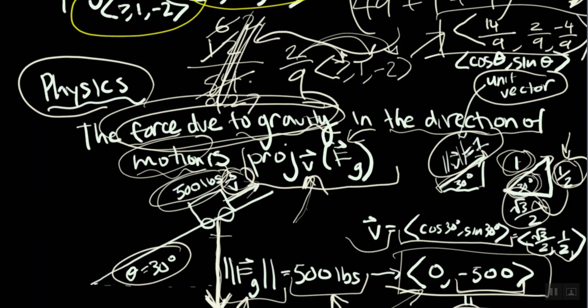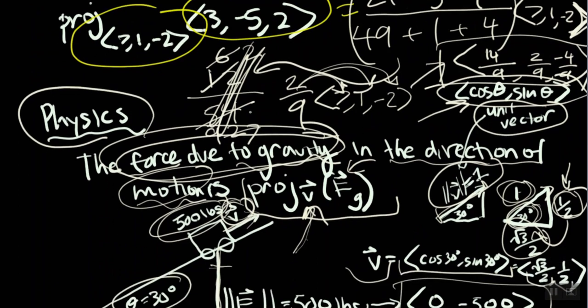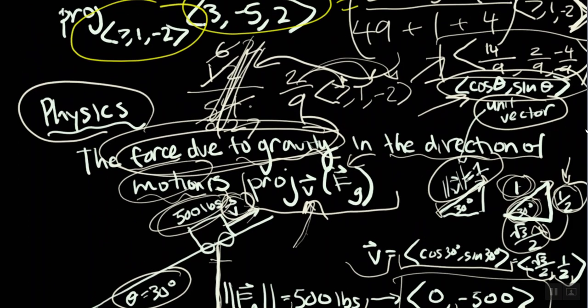And this leads to a cool conclusion that if we have an angle, we can essentially find the unit vector, and the unit vector for that vector in that angle will be just cosine theta, sine theta. So that's definitely something you should memorize because that's also important and fundamental as well. So now let's actually solve for the force due to gravity in the direction of motion.